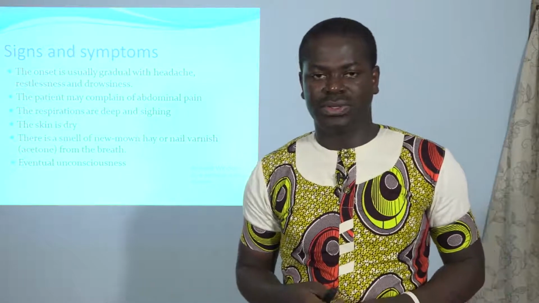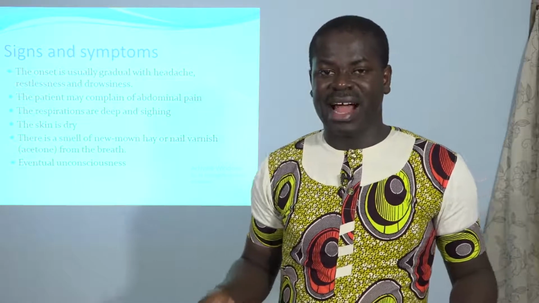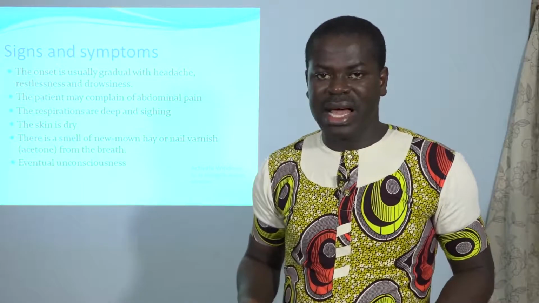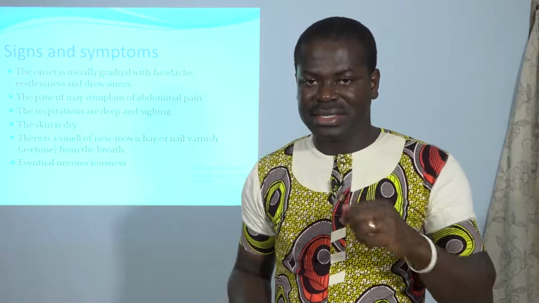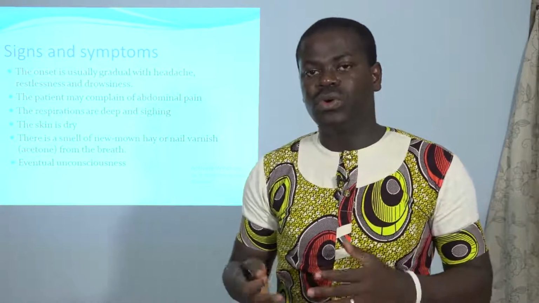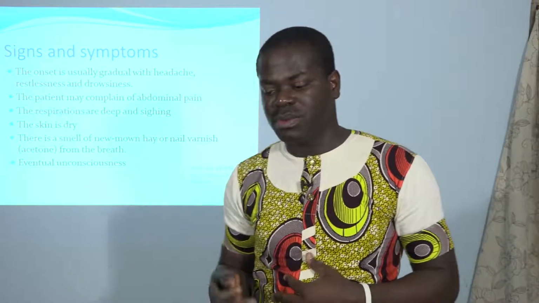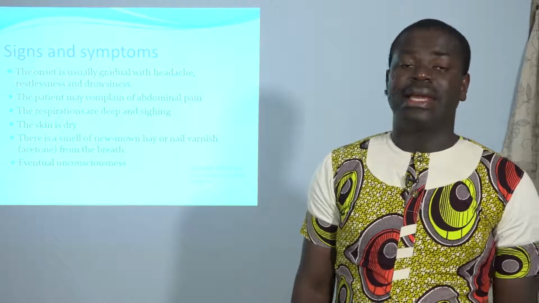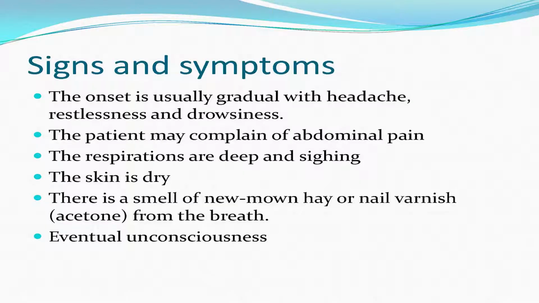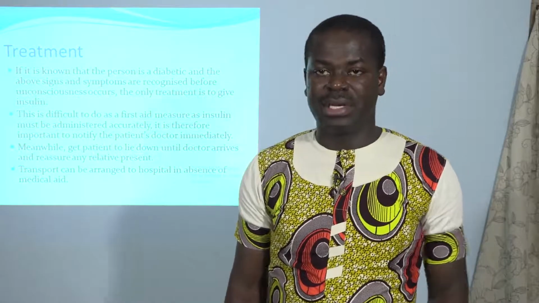If you do not know acetone, when you are passing and someone is mowing grass, the grass comes with a characteristic odor. That characteristic odor looks like that of acetone, and that is the kind of smell that you will get from someone who is having diabetic coma. And then suddenly there is eventual unconsciousness. What is the treatment that you will give to someone who is having diabetes coma?